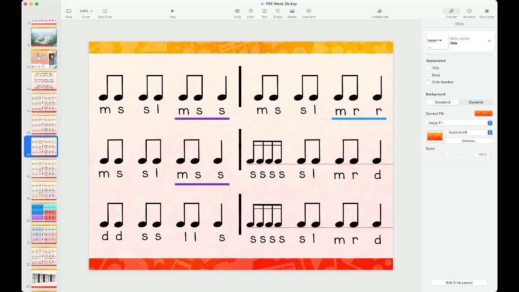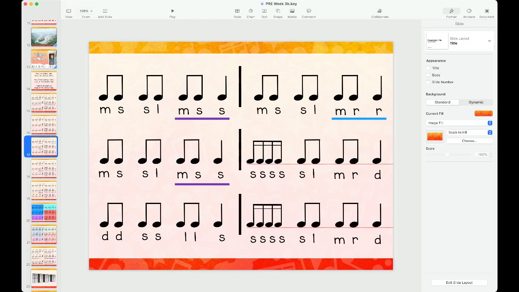In the first three measures, we just identified what's similar and what's different. Mi, so, so, la, mi, so, so. There's the purple line under the MSS at the end of that measure. Mi, so, so, la, mi, re, re. I put a blue line there. Mi, so, so, la, mi, so, so. The same purple as before because it's the exact same thing.